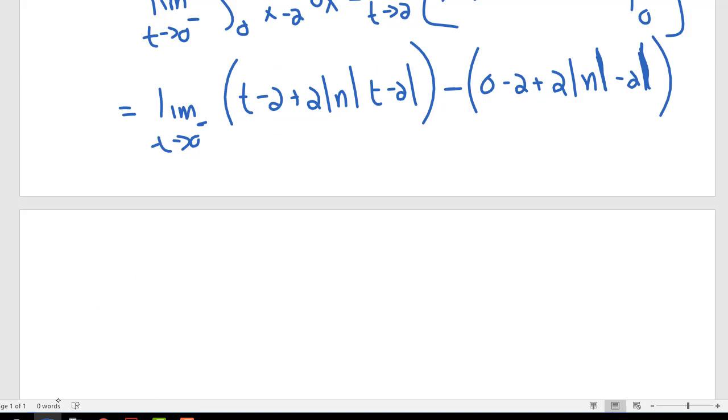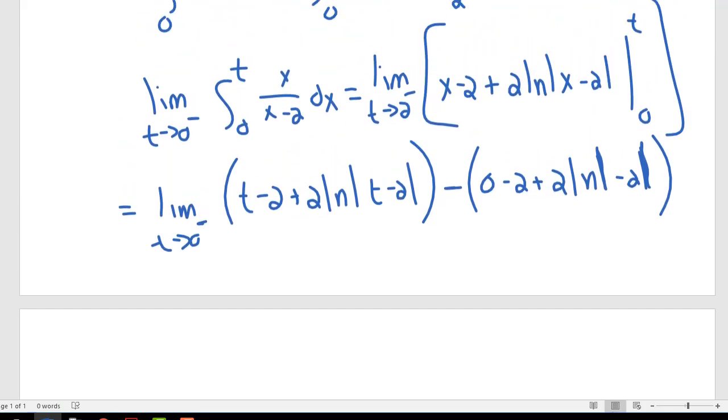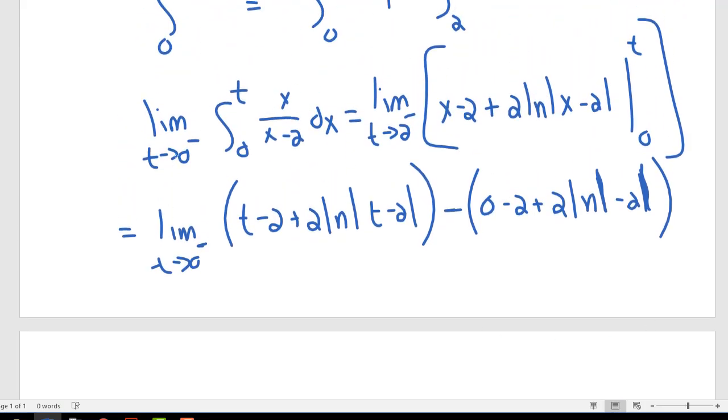Excuse me, that was not t going to 0. Why do I keep writing that backwards? I apologize, you guys. I'm still on Monday time. So this was t approaching 2, as we wrote.